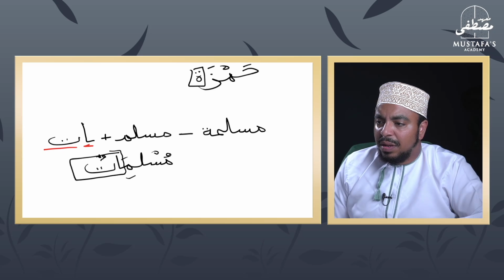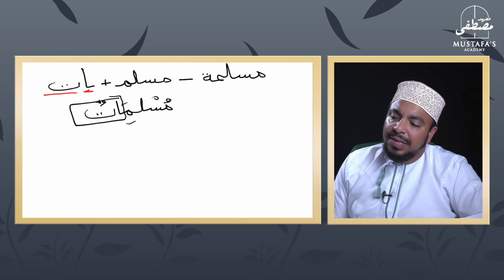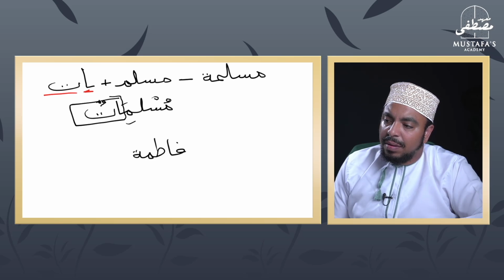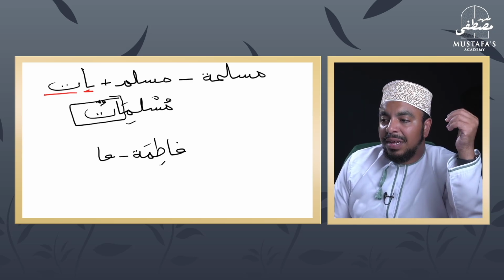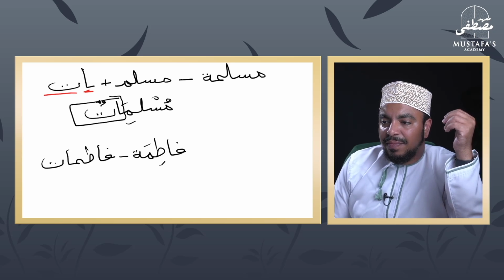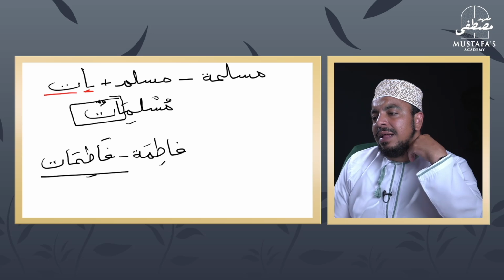Muslimatun. Understood? It's a feminine word. What other word can we use? For example, if we have Fatima, and there's more than two Fatimas, starting from 3, you can say Fatimat. Although some ulama say Fawatim, but Fatimat, like this. Basically, there's more than one Fatima.